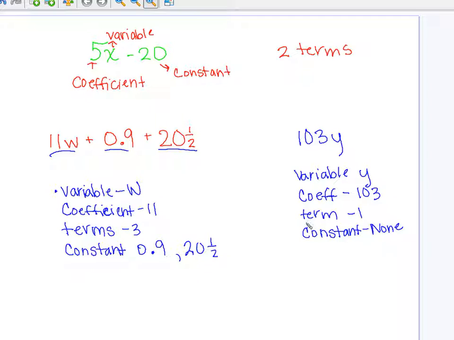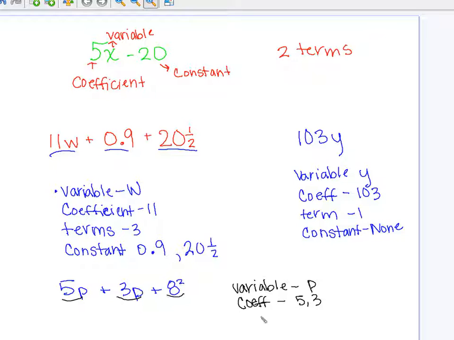And we'll do another, let's look at number 4. 5p plus 3p plus 8 squared. Start with what you know. Kids were asking, do I need to write it down twice if I have the same variable? You do not. So the variable, it's the same. You could have more than one variable, though. It's only p. Remember, if you have a variable, you have a coefficient. Coefficient would be 5 and 3. How many terms? How many parts are there? There's 1, 2, 3 parts, so 3 terms.